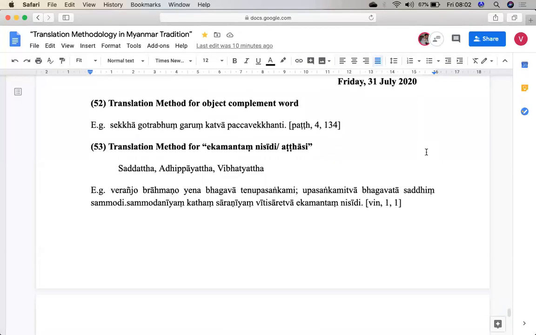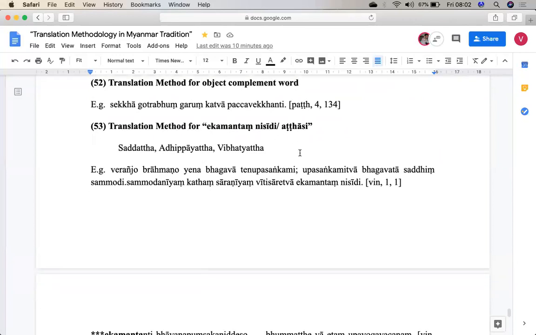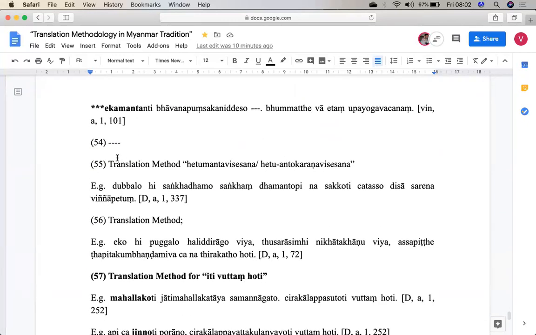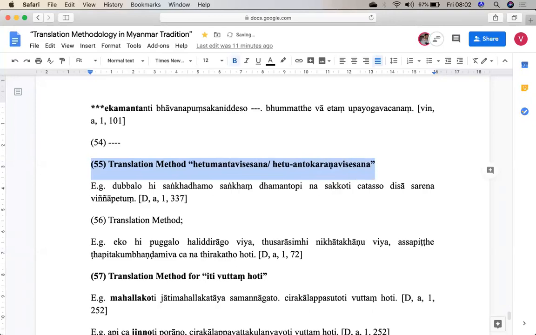Today we will learn the translation method for the object complement, and the next one is the phrase Ekamantaṃ nisīdi or Ekamantaṃ aṭṭhāsi. The next one is specially related to the Burmese language, that is why I skipped it. And the next one is a translation method called the Hetu Maṇḍa Visesana or Hetu Antokaraṇa Visesana.